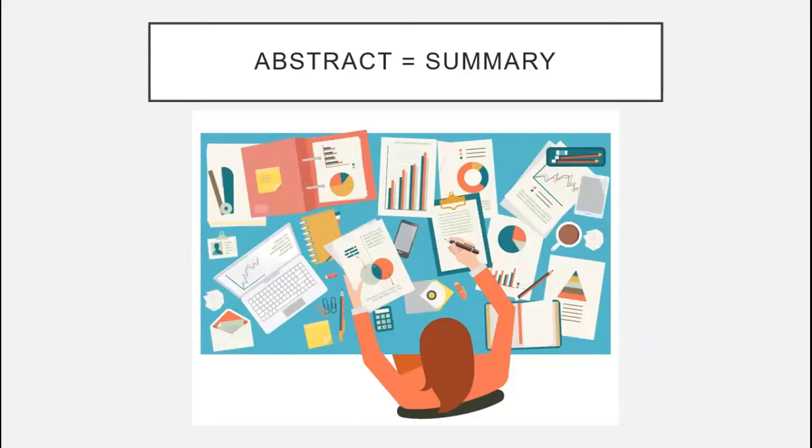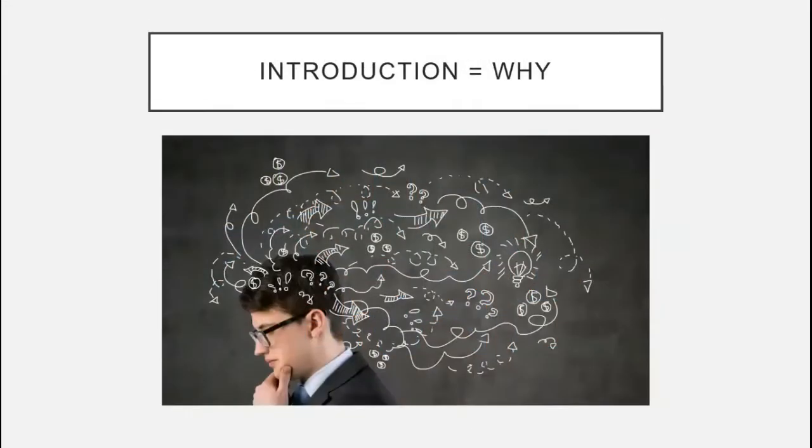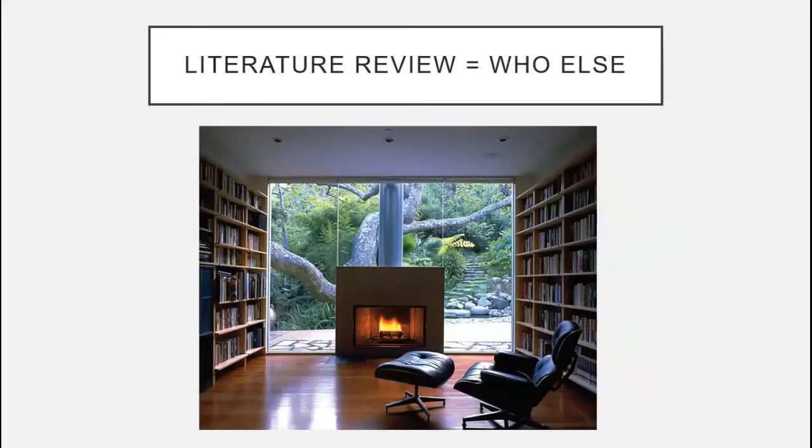The abstract is a short, concise summary of the whole paper that especially highlights the research focus, the results, and the conclusion. The introduction is the why. The authors introduce the topic and explain the purpose and significance of the study. This is where you'll find the research question, hypothesis, or thesis. Before conducting research, it's important to know what research has already been done on the topic. That's what the literature review is for.